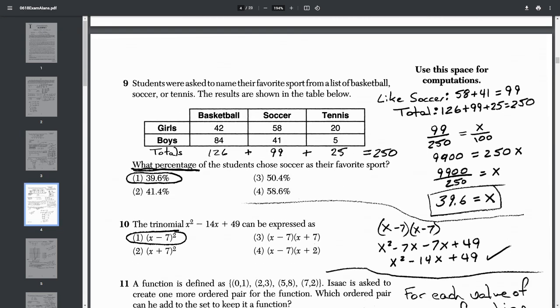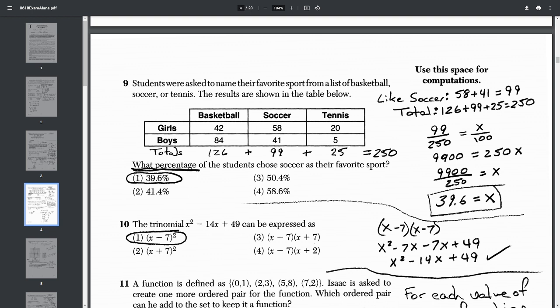Number 9, students were asked to name their favorite sport from a list of basketball, soccer, or tennis. The results are shown in the table. What percentage of students chose soccer as their favorite sport? So the first thing we need to do is figure out how many students altogether there were in this survey. Since there were only 3 choices, and since they only categorize as boys or girls, we just need to add up all the numbers. When you add up all the numbers, you get 250. That means 250 people were surveyed.